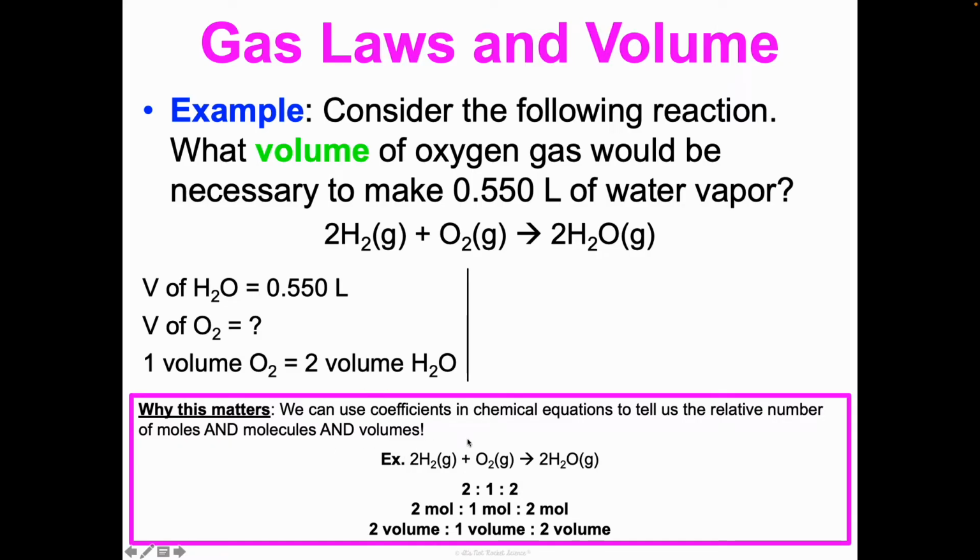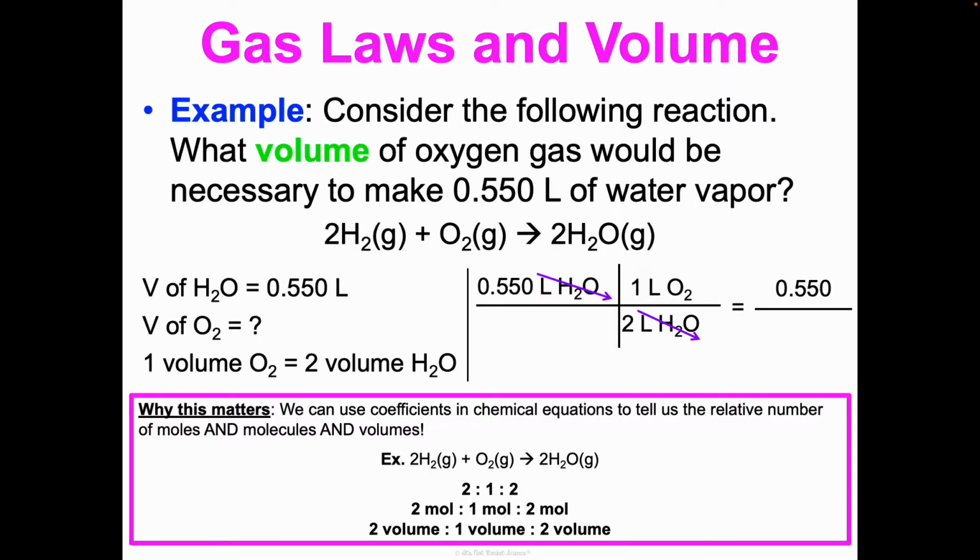So now we're just doing a very simple dimensional analysis problem. We know 0.550 liters of water. We know that for every 2 liters of water, there should be 1 liter of oxygen. Those would cancel out. And then we multiply across the top and the bottom and divide. And you get 0.275 liters of oxygen would be needed to make 0.550 liters of water vapor. Okay, easy peasy, nothing too crazy.